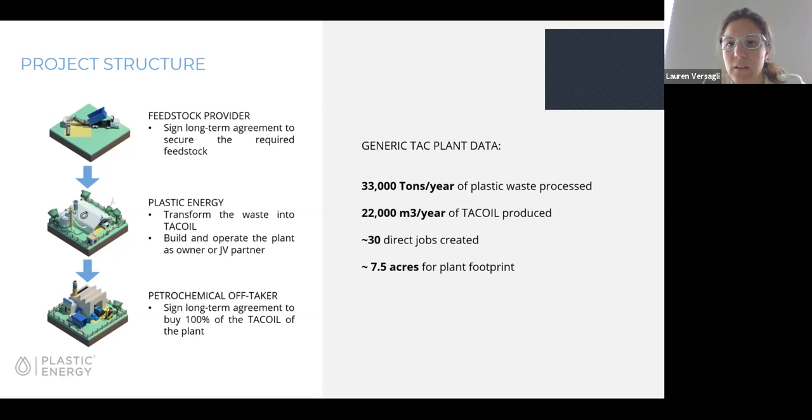You can see how much tack oil is produced from that. It's about a 65 to 67% yield. It takes about 7.5 acres for the plant footprint. If we need to do pre-processing, we would need a little bit more space than that. And it takes between 25 and 30 people to run that plant around the clock.